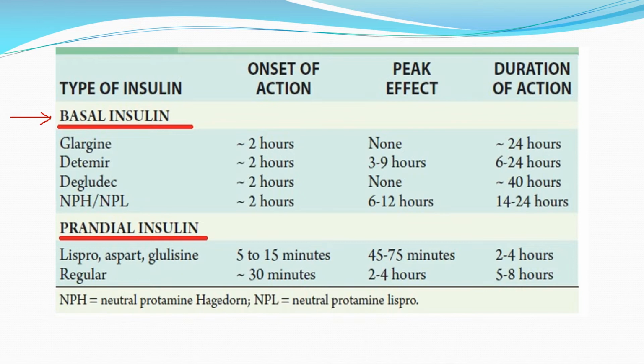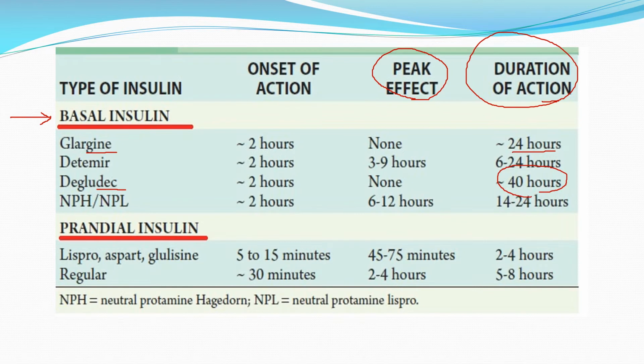These insulins are characterized by taking a long time to reach peak effect, and the duration of action, as you can see here, for example for insulin glargine, is almost 24 hours, and for degludec, which is the new type of insulin, the duration is almost 40 hours. So these are the basal.